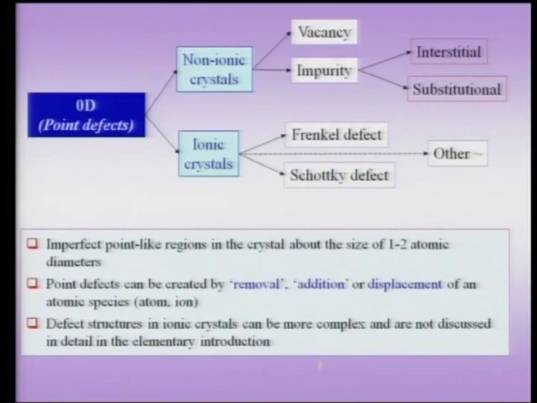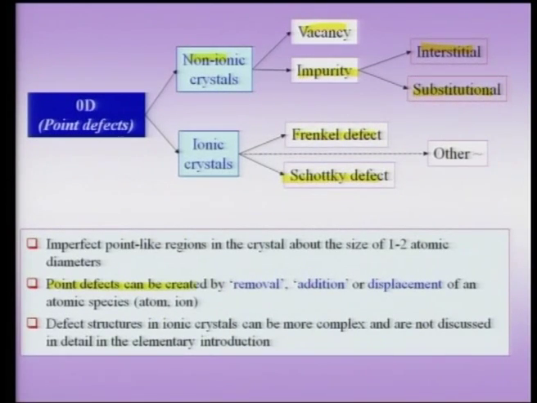So, let us come to a different way of looking at point or 0D defects. In ionic crystals, for instance, you have Frenkel defects, Schottky defects and other kinds of defects which are possible. In non-ionic crystals, we could have a vacancy or an impurity, and this impurity, we have already seen, can be an interstitial or a substitutional kind of impurity. So, we shall start with impurities in non-ionic crystals, then proceed to defects in ionic crystals.